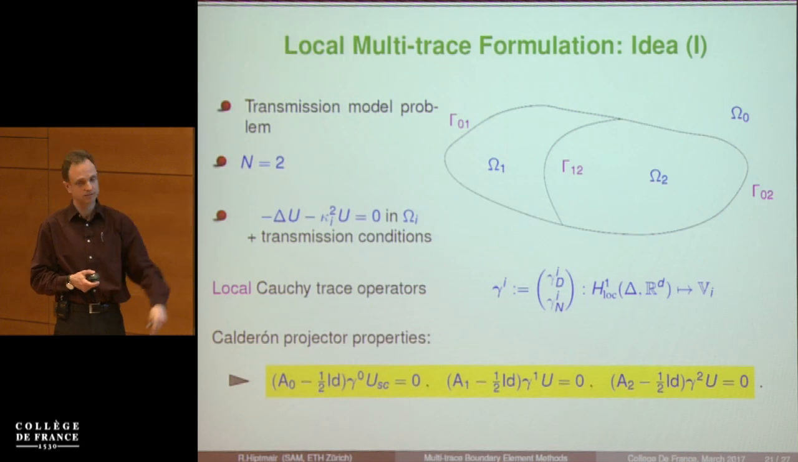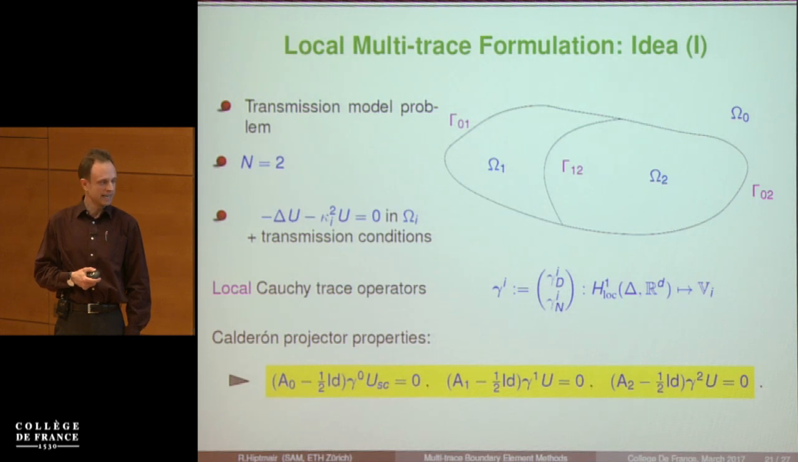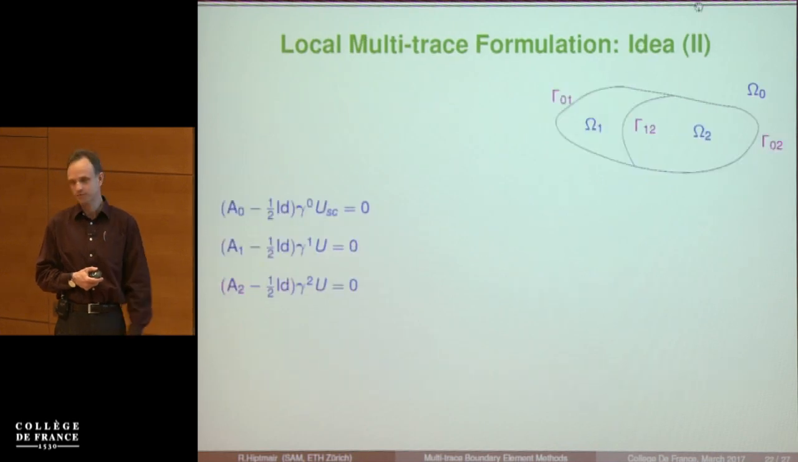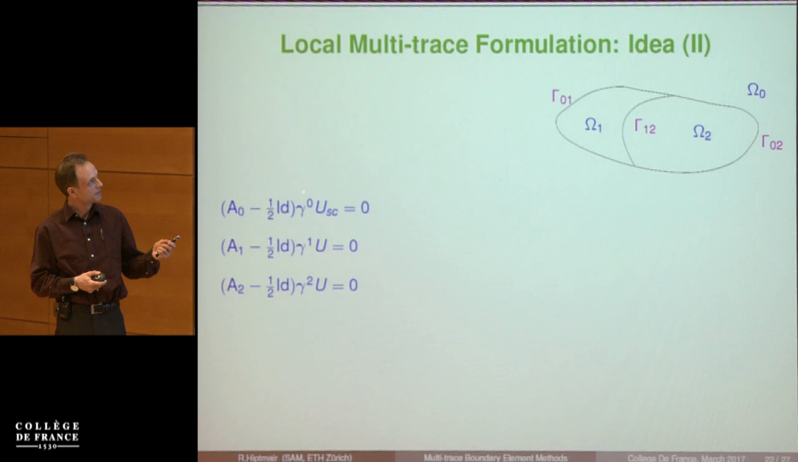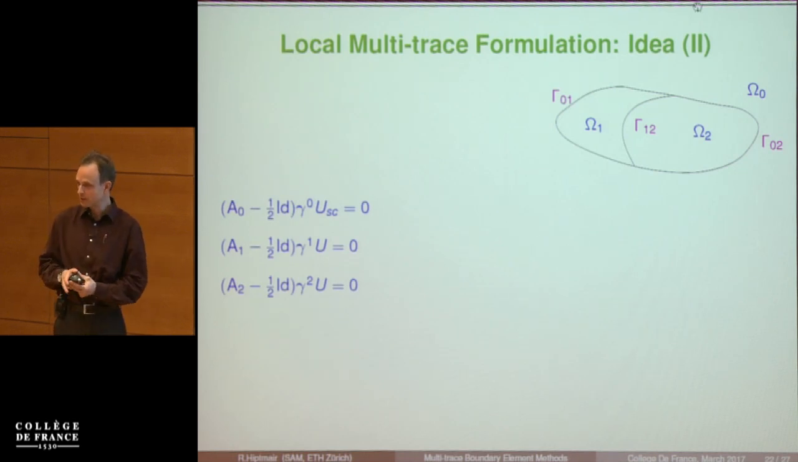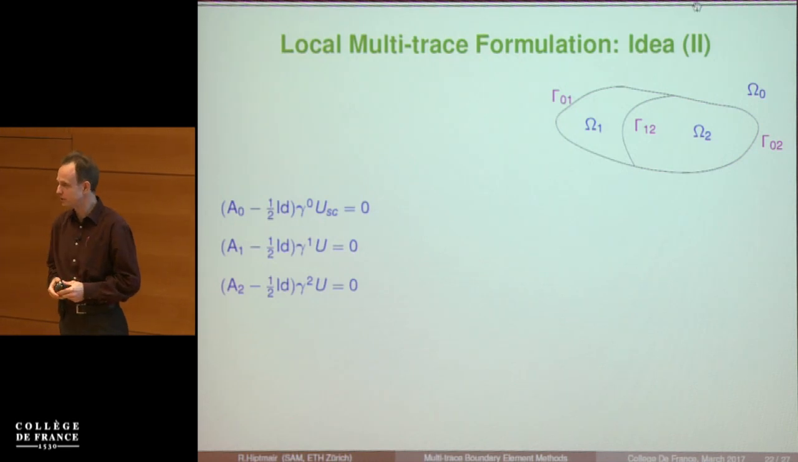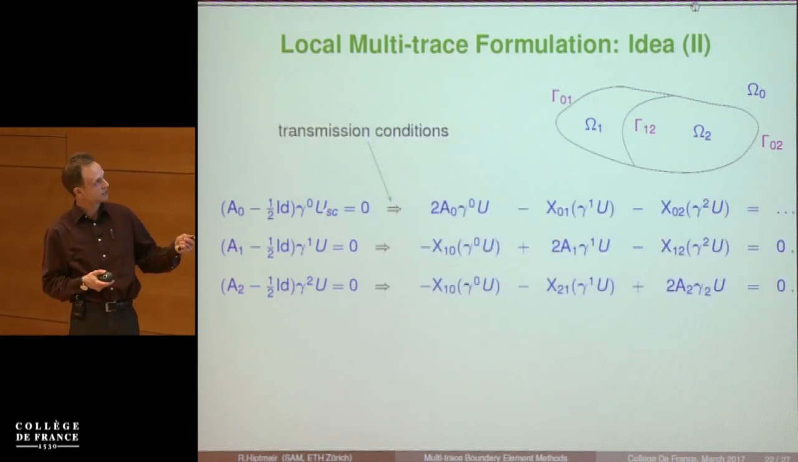Okay, here in this setting, you have these 3 equations. And now, well, at first glance, we are going to do a crazy thing. We start from these equations, and we replace this part of the operator, this identity times the traces, with the traces from the other side using the transmission condition. So here you see this, say this gamma 1, the Cauchy trace, on subdomain 1, is now replaced with the trace from subdomain 0 on this interface and with subdomain 2 on this interface.